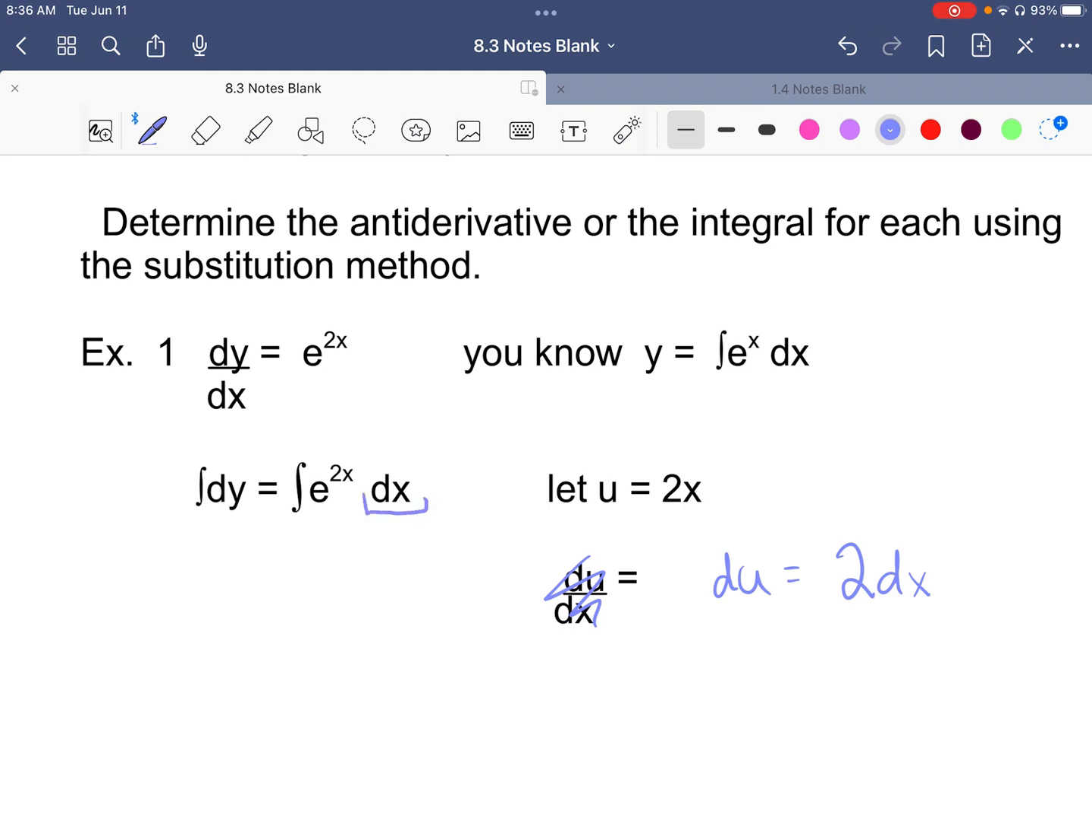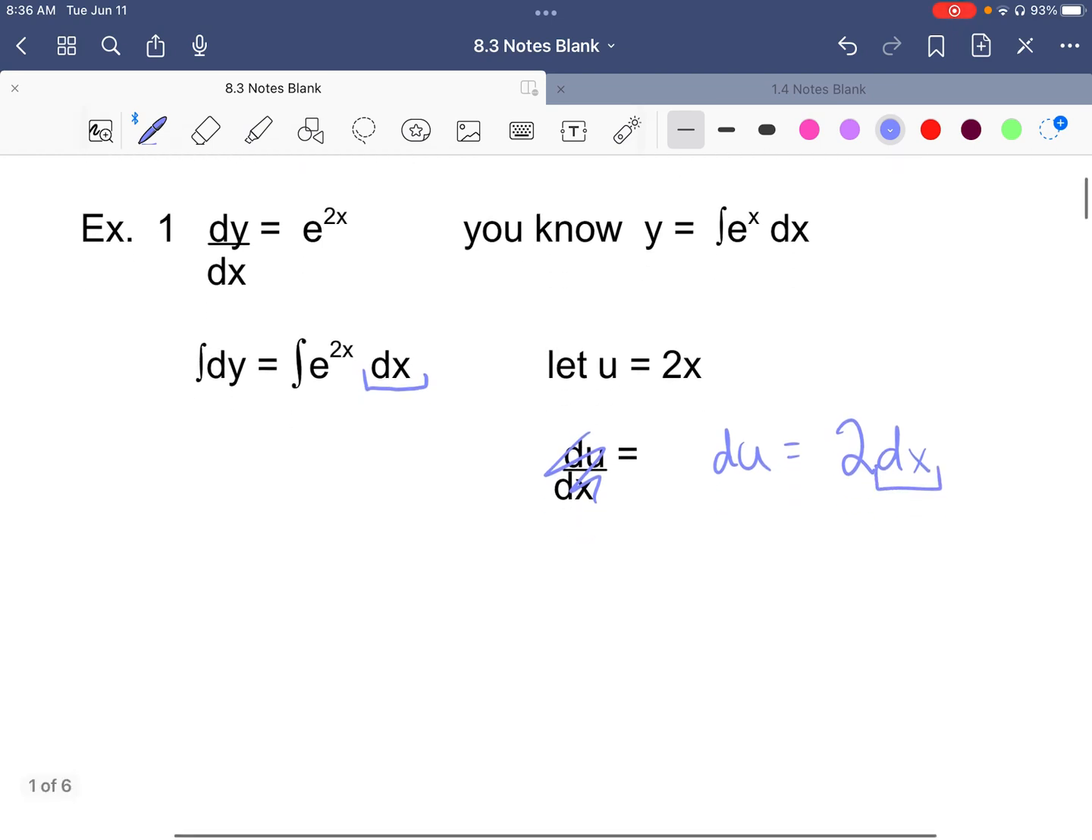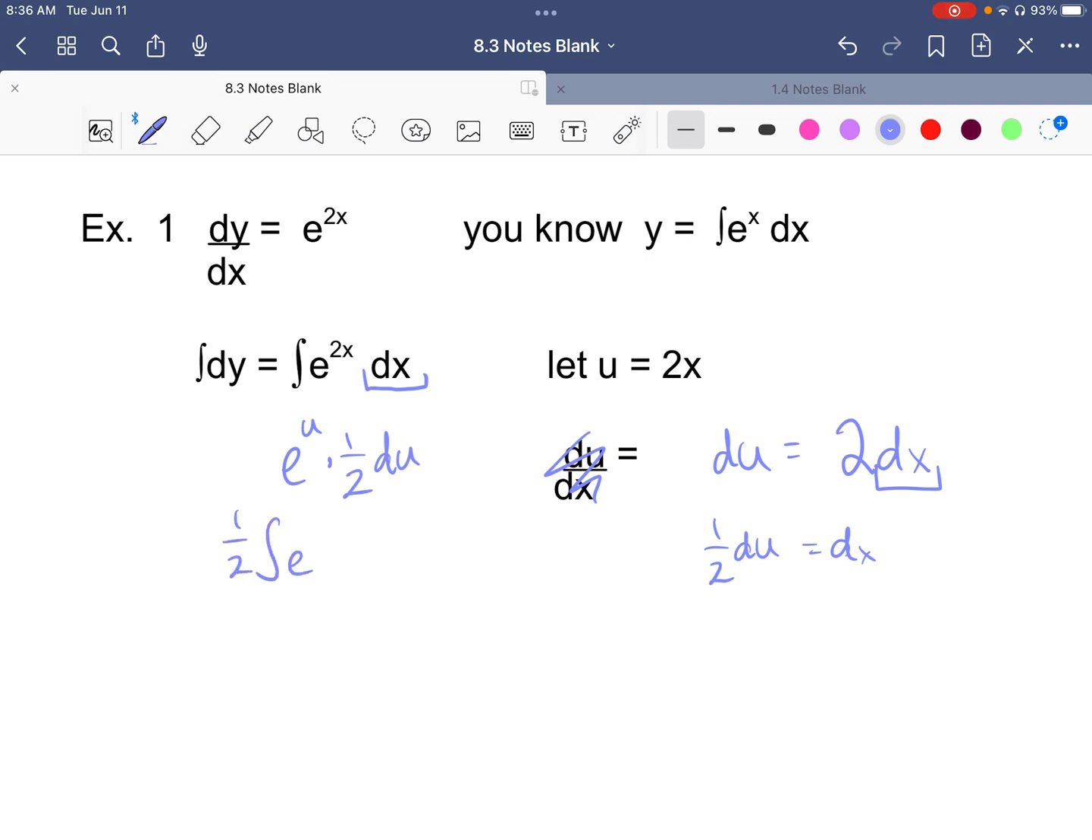Looking over here, we've got a dx. We are going to substitute that, so we need to isolate dx. So dividing by 2, we get 1/2 du equals dx. So rewriting what we have, e to the u, because we said 2x was u, times dx is really 1/2 du. So rearranging, 1/2 integral e to the u du.